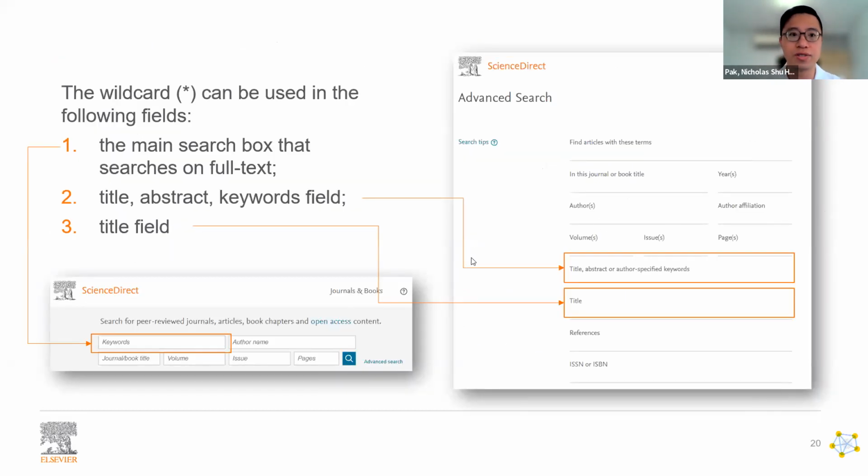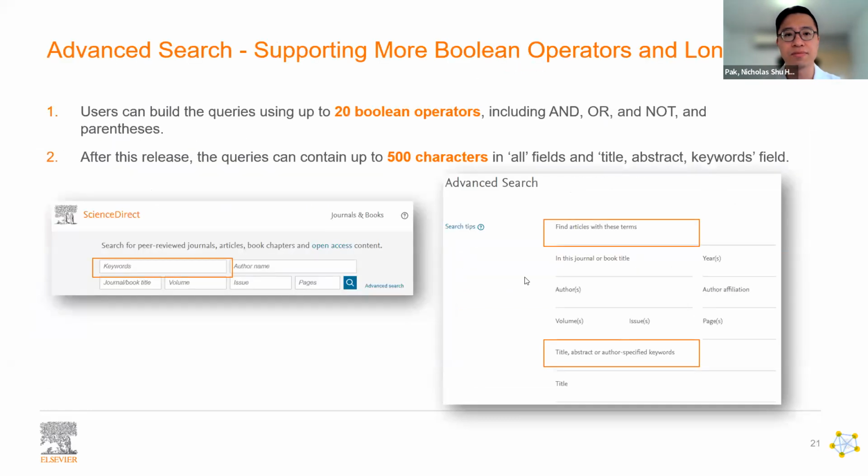So note, you can use this in the main search box over here, the title, abstract, or author keywords, and the title field. So if you feel that you have time, you just put it in your keywords itself. Otherwise, you can click on the drop-down box on the advanced search, and you'll be able to get the rest of the content you're looking for.